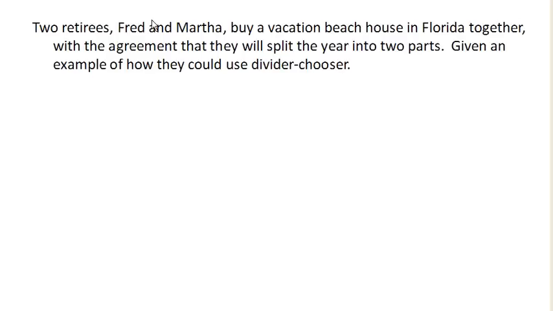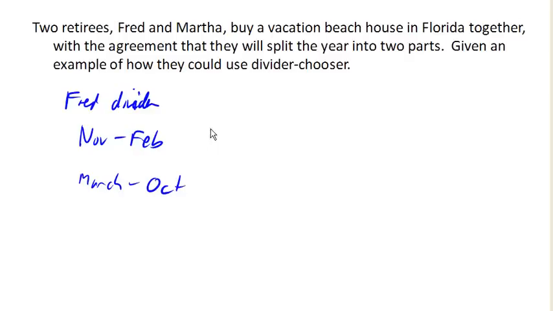So let's say Fred is our divider, and Fred decides, I'm going to divide it up into two time periods. One of them is going to be November to February, and then the other one's going to be March to October. Now, this one's only 4 months long, and this one's 8 months long, but Fred values each of them equally because he really loves Florida in winter, so he values this November to February time just as much, even though it's a shorter amount of time, because he likes the winter more.